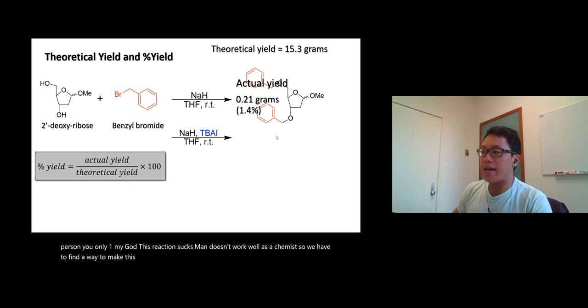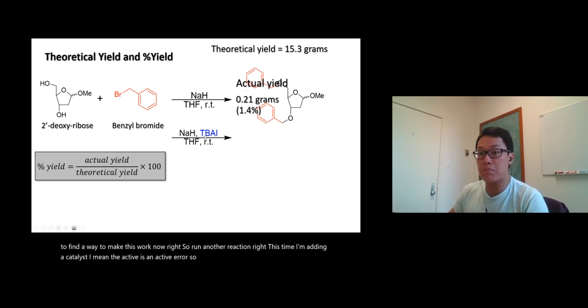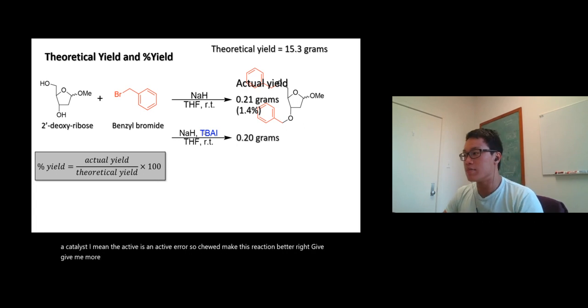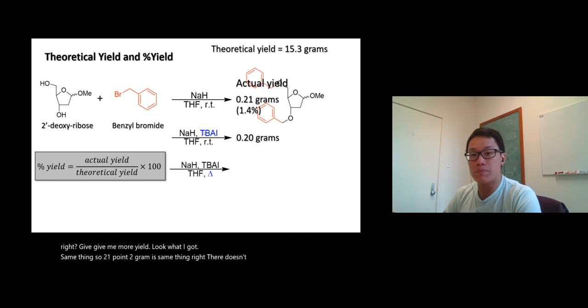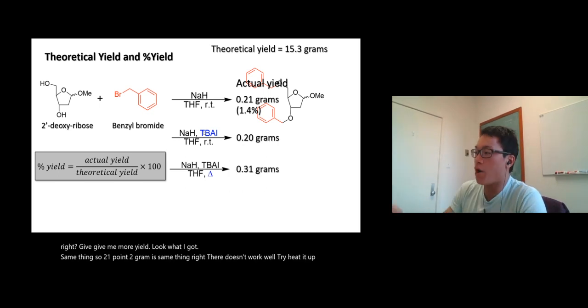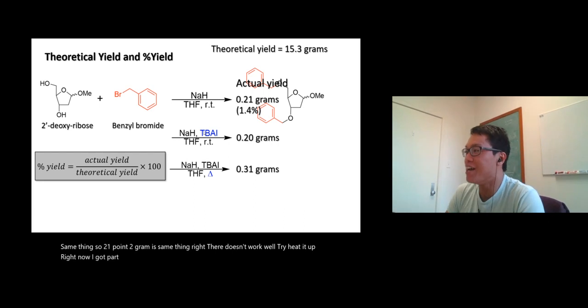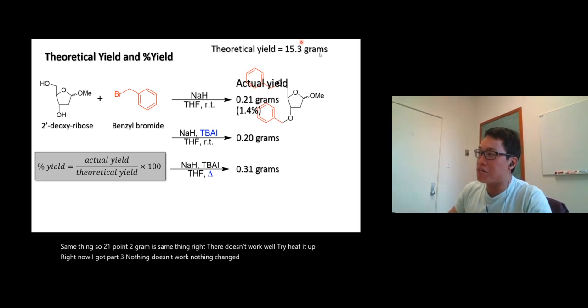All right. So run another reaction. This time I'm adding a catalyst. I mean, it's an activator, so it should make this reaction better, right? Give me more yield. Look what I got. Same thing. So 0.2 gram is the same thing right there. Doesn't work. Well, try heating it up, right? Now I got 0.3. That doesn't work. Nothing changed, right? I'm supposed to get 15.3. Right now I got like 0.3 gram, 0.2 gram.